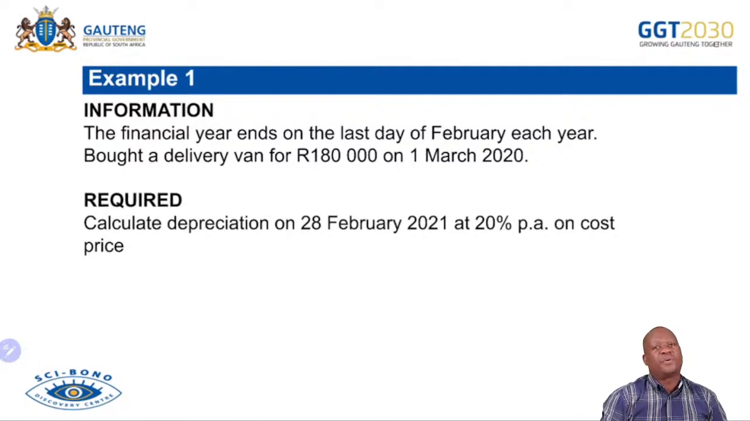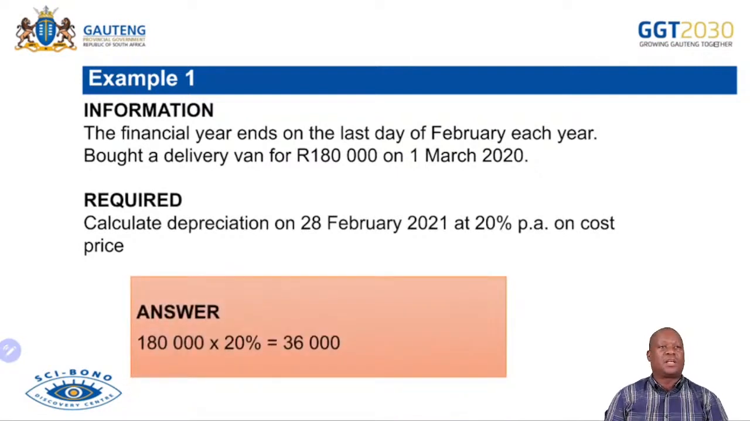So if this asset was bought at the start of March in 2020, our first year is going to be completed at the end of February in 2021. So they're saying, what are we required to do? To calculate depreciation on 28 February 2021 at 20% per annum on the cost price. So they are telling us the rate, they are telling us the method. Please take note every time. They are going to give you the rate and they are going to give you the method. Very important, because when the method changes, it means a different calculation. The cost price of the asset, 180,000. The rate, 20%. And the method, cost price method.